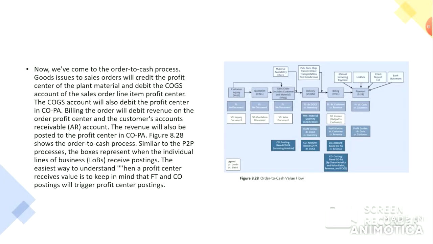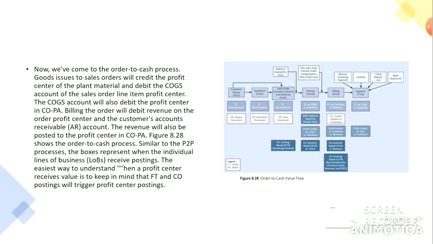Now we have come to the order to cash process. Goods issued to sales order will credit the profit center of the plant material and debit the cost of goods sold account of the sales order line item profit center. The cost of goods sold account will also debit the profit center in COPA. Billing the order will debit revenue on the order profit center and the customer's accounts receivable account. The revenue will also be posted to the profit center in COPA.